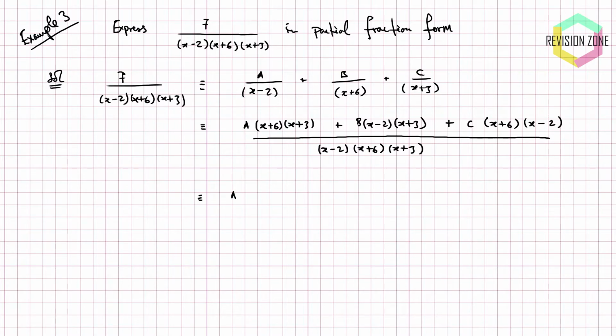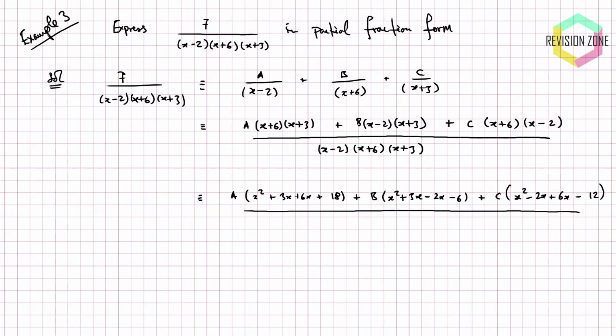So I've just got to be able to expand each one of these quadratics. The first one's going to give me x squared plus 3x plus 6x plus 18. And the second one's going to give me, obviously the b's on the outside, x squared plus 3x minus 2x minus 6. And the third one's going to give me x squared minus 2x plus 6x minus 12. And the denominator obviously is the same. It's just x minus 2, x plus 6, x plus 3.